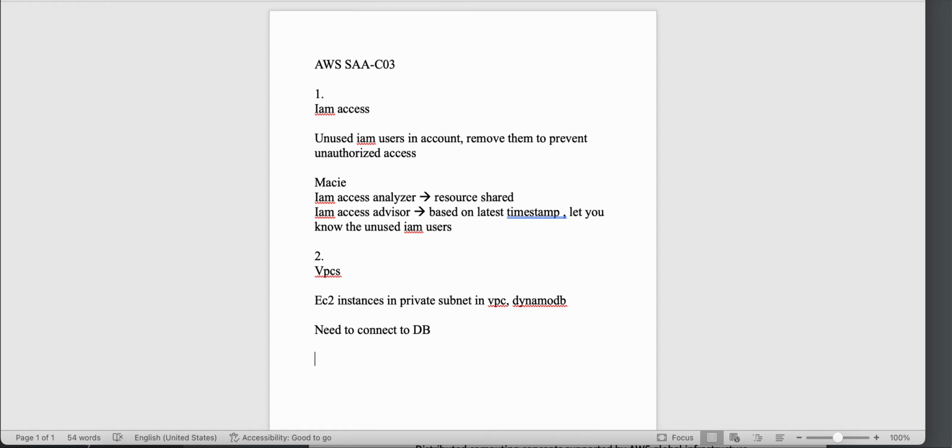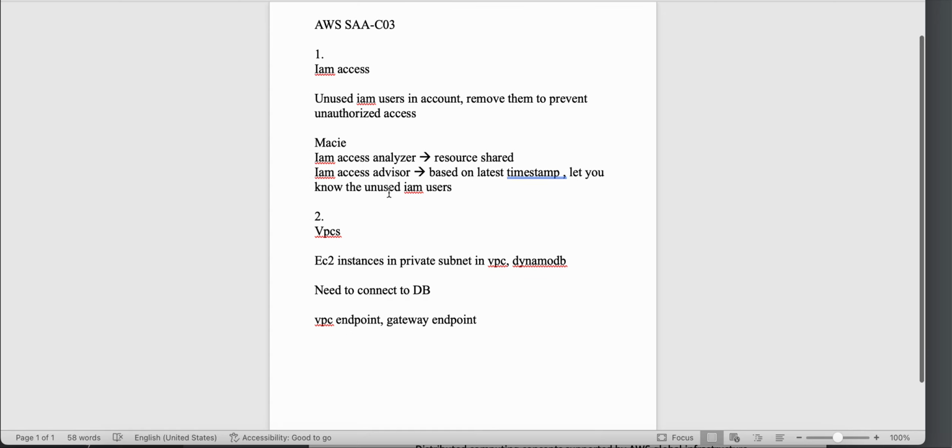I do not remember the options here, but the basic idea is that you have to create a VPC endpoint for DynamoDB, and for DynamoDB you have to create a gateway endpoint, a gateway VPC endpoint. So one of the options would be to create a gateway VPC endpoint for DynamoDB, and from there EC2 can connect to that endpoint. Now there was one more similar question related to this, where EC2 instances are in a private subnet.